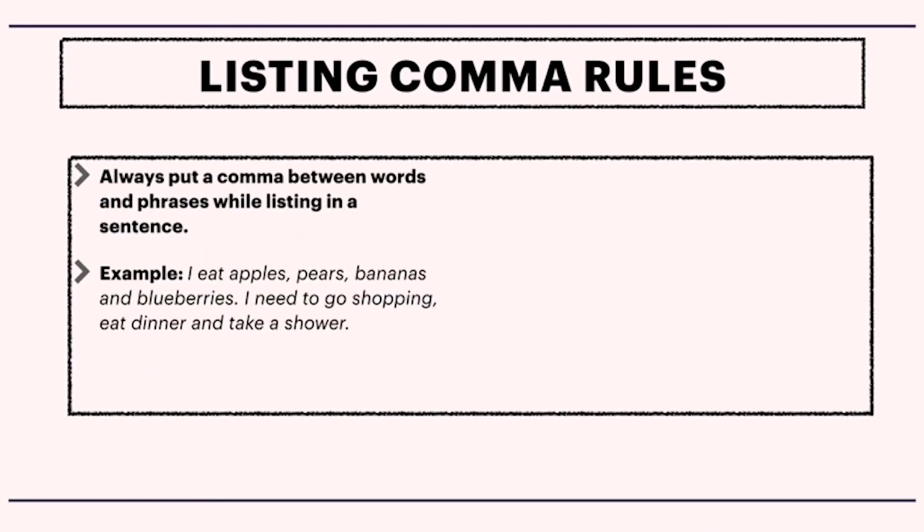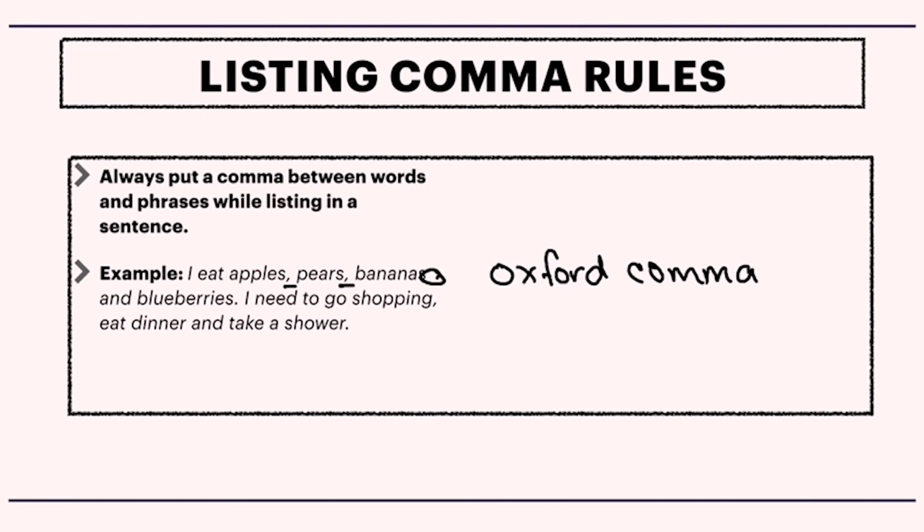Lastly, just one more thing before we wrap this up. Listing comma rules. You always put a comma between words and phrases while listing in a sentence. So here's my example: I eat apples, pears, bananas and blueberries. Notice how there's no comma here. There's actually a term for that. It's called the Oxford comma. In American English, we do not use the Oxford comma. In UK English or England English, we would use that, but we don't use it in America.